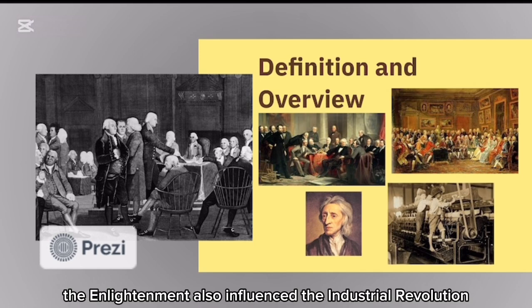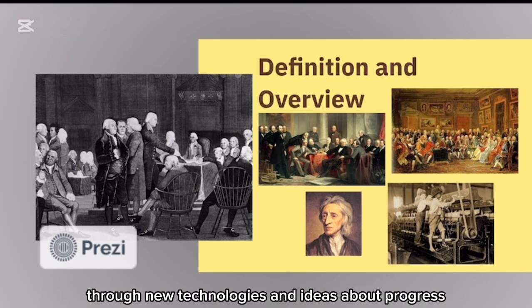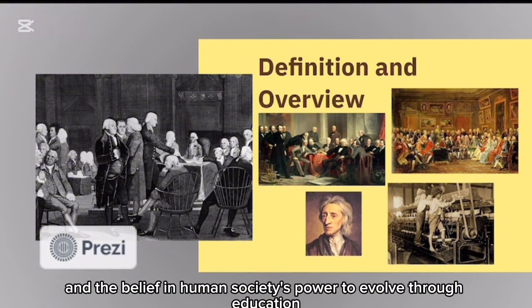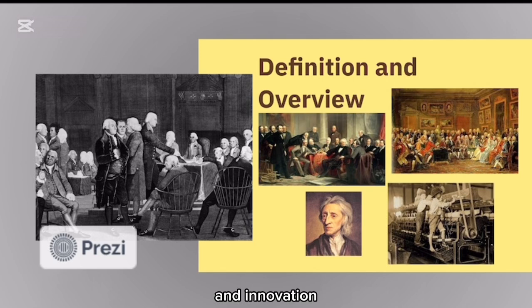The Enlightenment also influenced the Industrial Revolution through new technologies and ideas about progress, thus spurring economic growth, urbanization, and social change. It laid the ground for democratic principles, secularism, and the belief in human society's power to evolve through education and innovation.